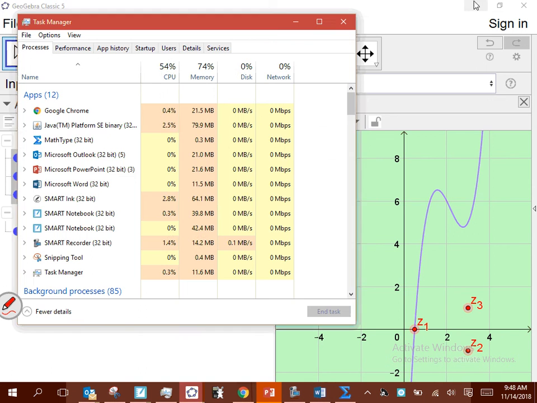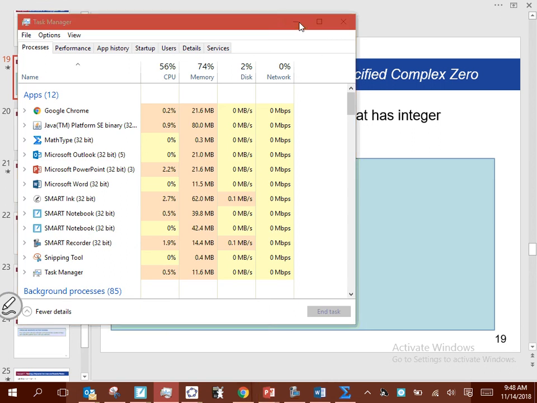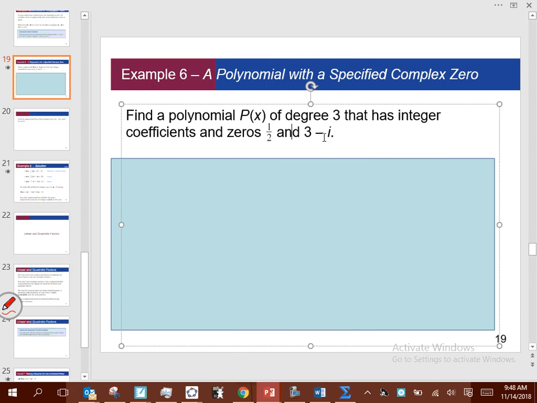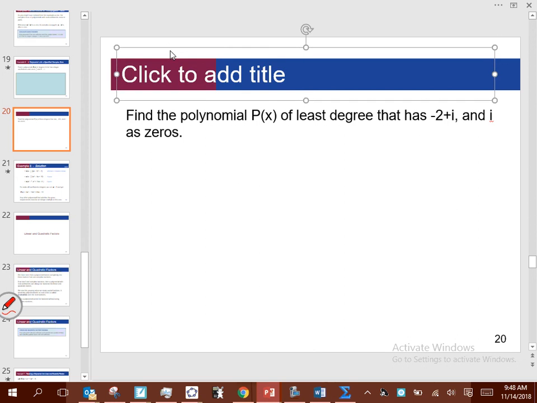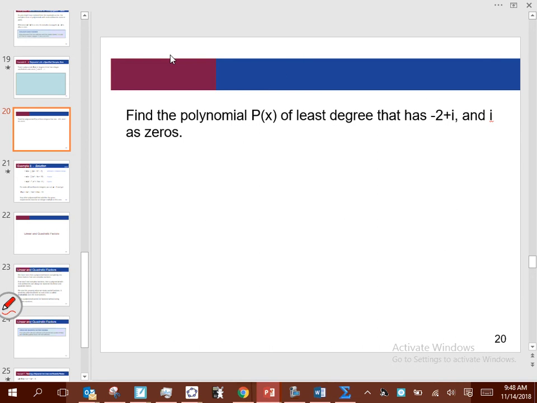All right, so let's do one more of these. I want to find a polynomial of least degree that has -2 plus i and i as zeros.